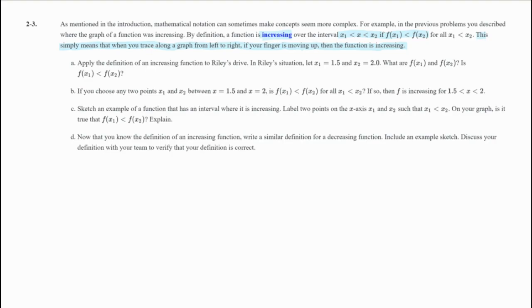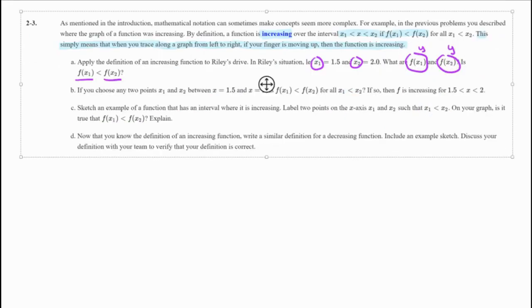So A, apply the definition of an increasing function to Riley's drive. In Riley's situation, let x1, or the first x value, be 1.5, and x2, or the second x value, be 2.0. What are the f of x1, or the y value, and the y value at x2? Is this number here, the y value at x1, less than the y value at x2?